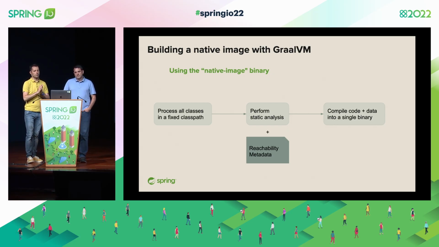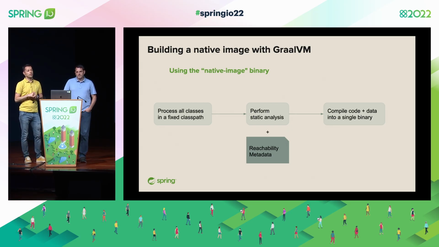So what it does, it's got basically several phases. The first one is about processing all classes. Looking at a fixed class path during build time, it'll look at all classes and start analyzing them. Then the next stage, it will perform static analysis, looking at your Java syntax tree and deciding what can be resolved to a constant, what is the flow of the code, what can be executed at runtime, what will be reached at runtime, and so on.